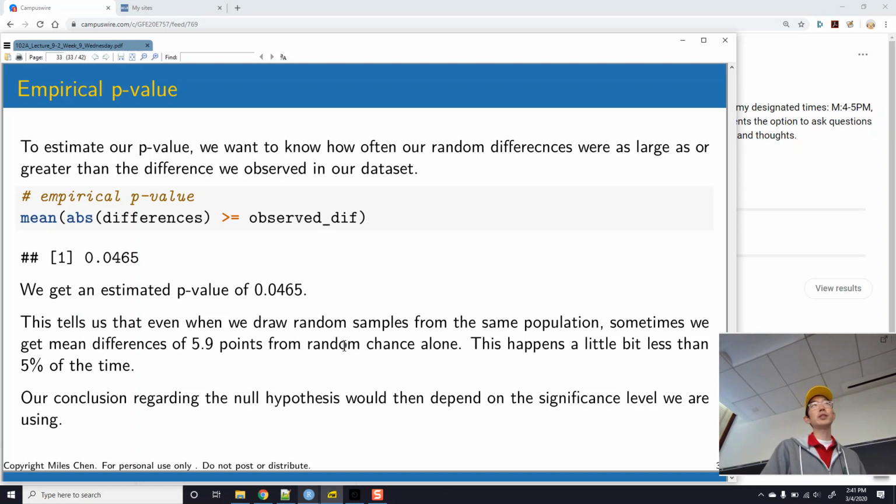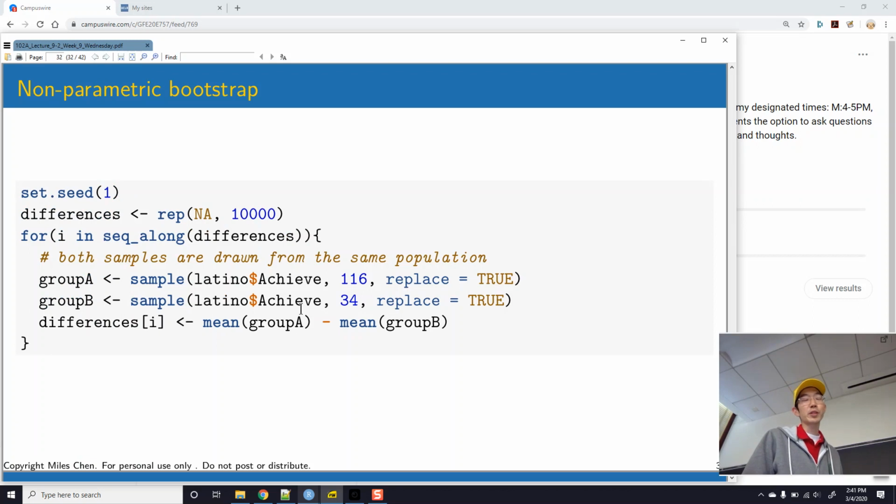So this would be non-parametric bootstrap, and it's non-parametric because we made no assumptions about the population having a parametric shape. We just said, my sample has got to be representative of the population, okay? And under the null hypothesis, both samples, both groups are coming from the same population.